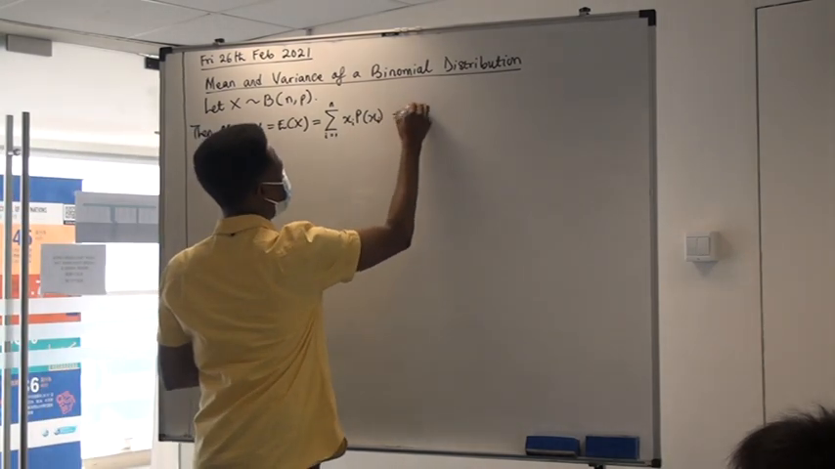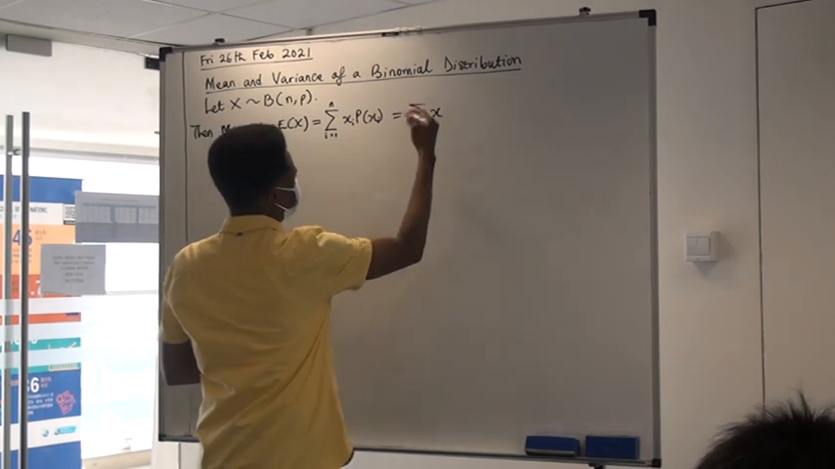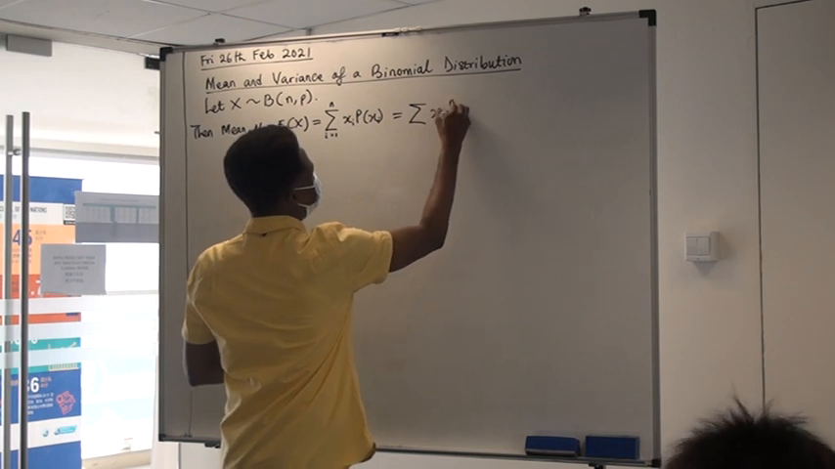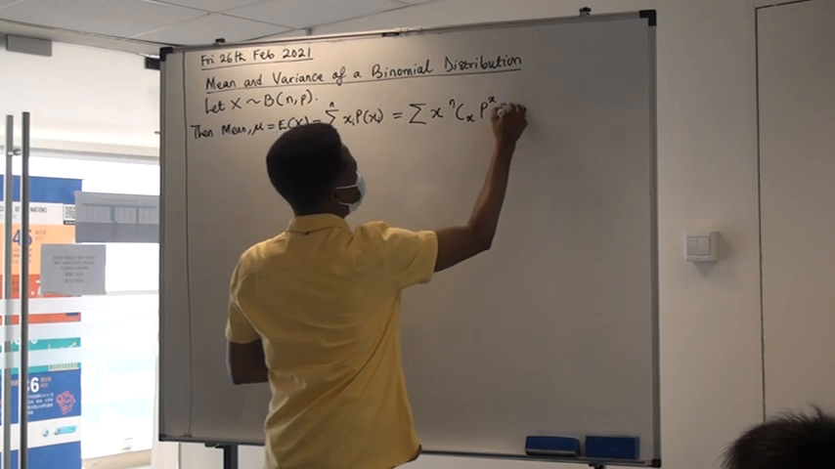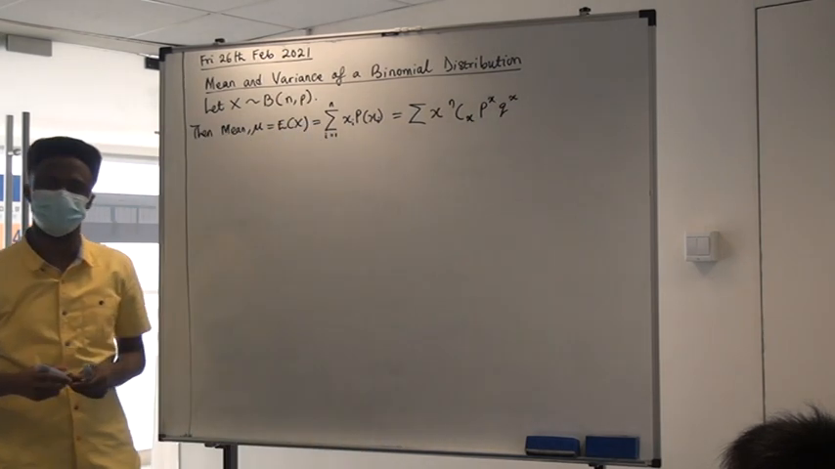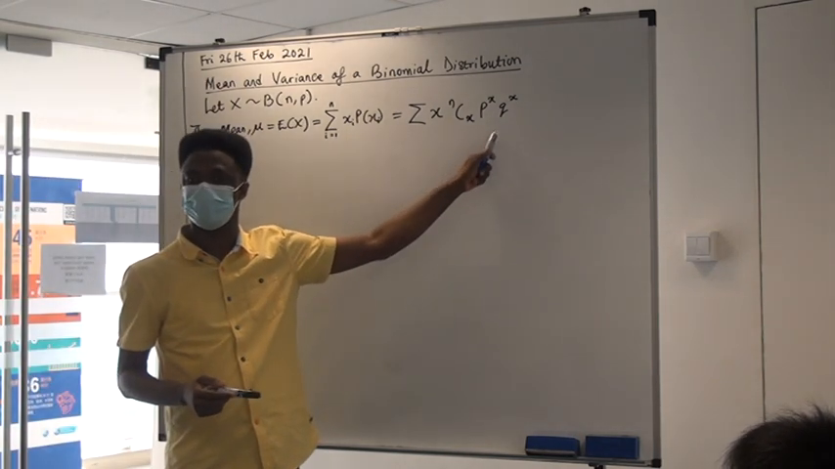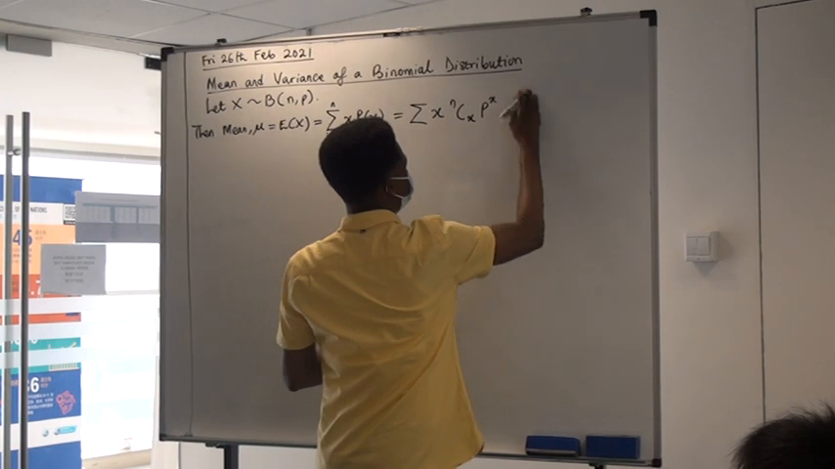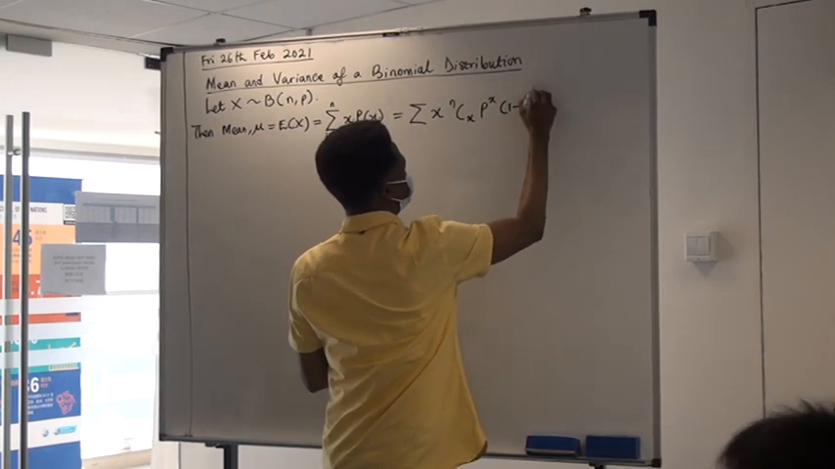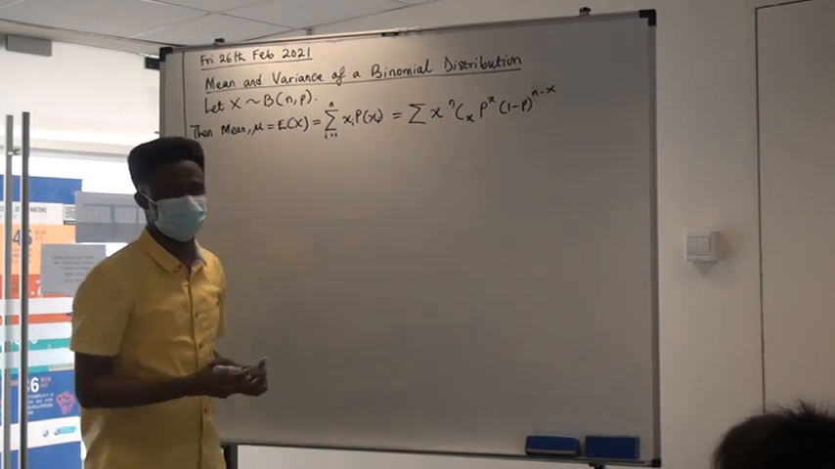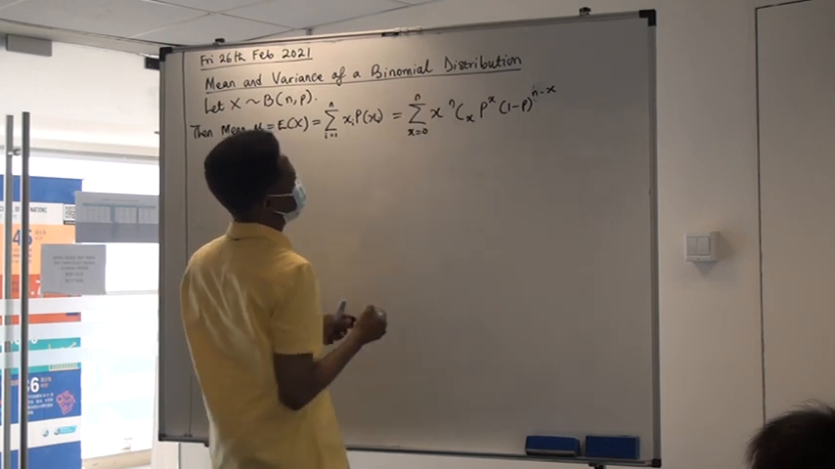So this is simply the summation of x. Instead of xi, just say x. We have n combination x, is that not? p raised to power x, q raised to power n minus x. Or do you prefer 1 minus p to q? 1 minus p. Okay, n minus x, sorry. Remember, your x is equal to 0 to n.